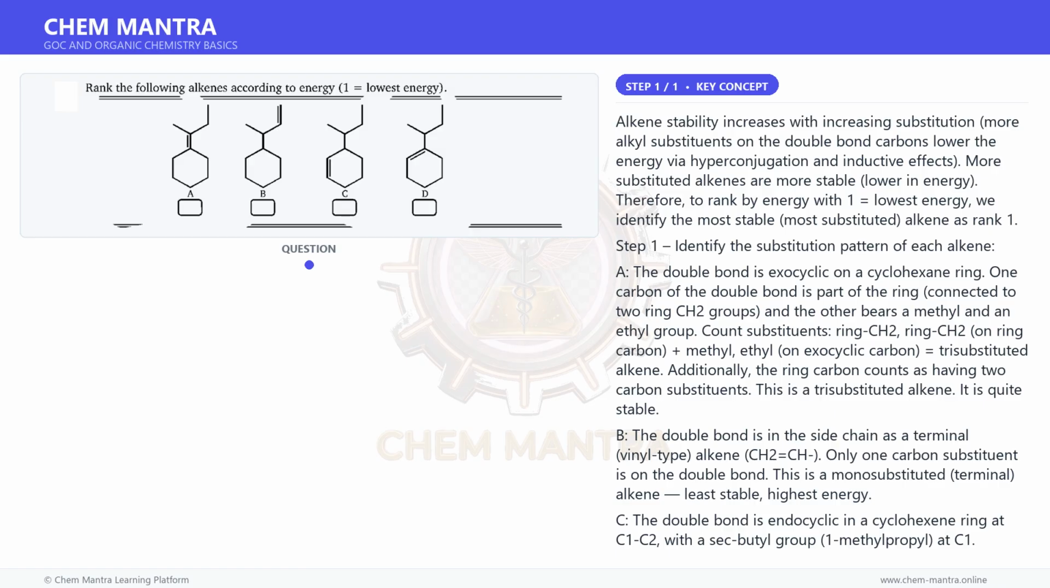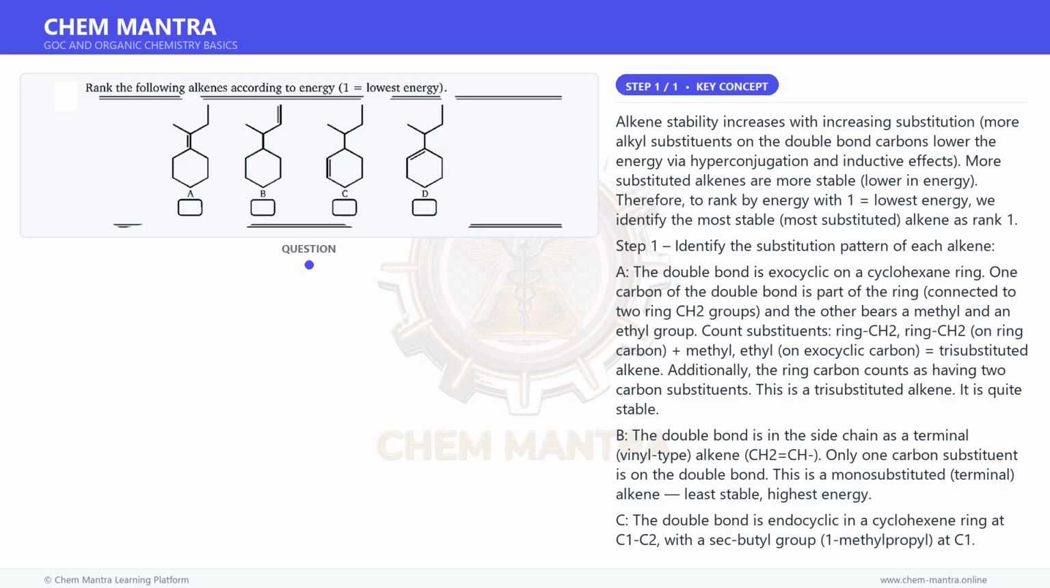The reasoning: A is the most substituted, most stable alkene, rank 1, lowest energy. B has a terminal vinyl group making it the least stable, rank 4, highest energy. Between C and D, D, disubstituted endocyclic, is ranked more stable, rank 2, than C, rank 3, which may reflect that the endocyclic trisubstituted arrangement has more strain, or that D's substitution is actually slightly higher than C's in this context per the given answer.